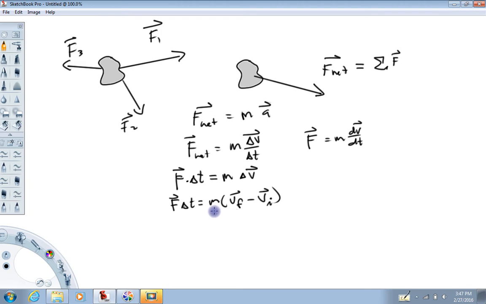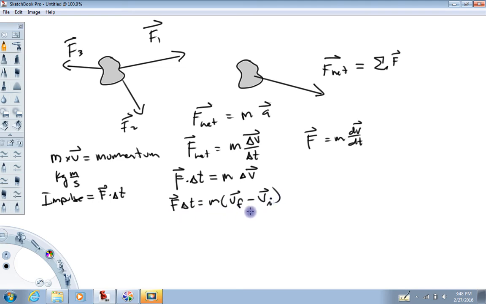These terms, m times v final, m times v initial, the product mass times velocity has a special name. It's called momentum. Because it's a scalar times a vector, momentum is also a vector. The units on momentum would be the kilogram meter per second in the SI system, or the slug foot per second in the English system. This quantity on the left has its own name as well. It's called impulse. Impulse is force times time. And again, because force is a vector quantity, impulse also is a vector quantity.